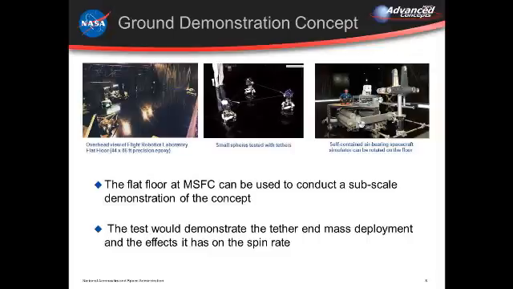This is just an example of a large rig they have. I think it's over a ton. It's on air cushions and can spin around. You just barely touch it and it'll move. So it may be a way to also demonstrate the physics of deploying this en masse and showing how much it pulls off on that spin rate.